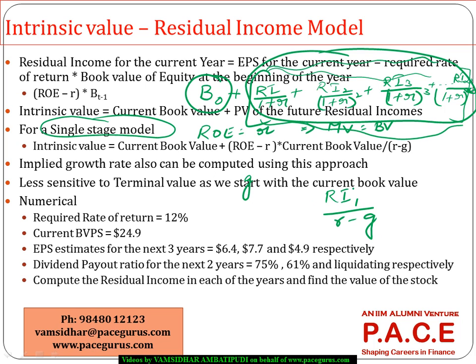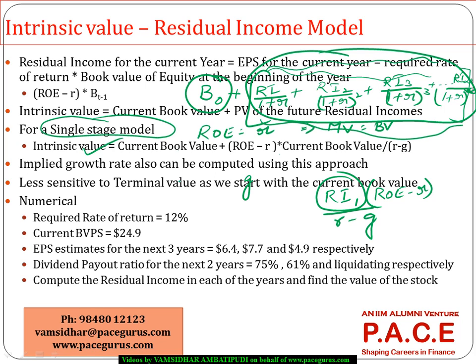And what is this Ri1? It is the next period residual income itself, which is nothing but ROE minus R multiplied by the current book value. So that's the reason we say the value of the firm in the case of a single stage model is the current book value plus ROE minus R times the current book value divided by R minus G.